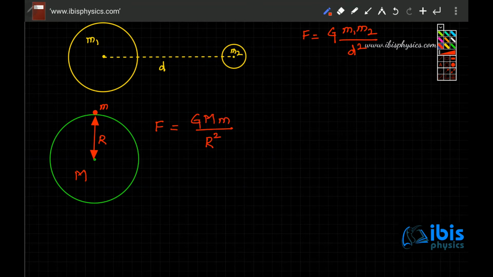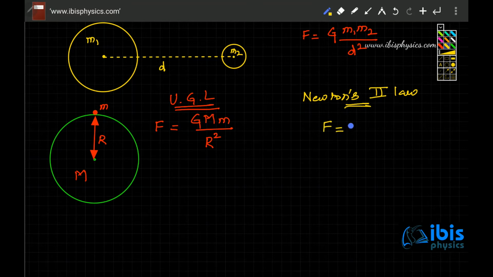But this is according to the universal gravitational law. But what did Newton say? This is Newton's universal gravitational law. Newton also proposed three laws of motion. In that, Newton's second law helps us to measure the magnitude of the force. From Newton's second law, we derived that force is the product of mass and acceleration.